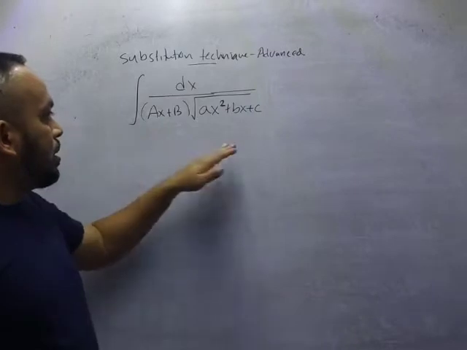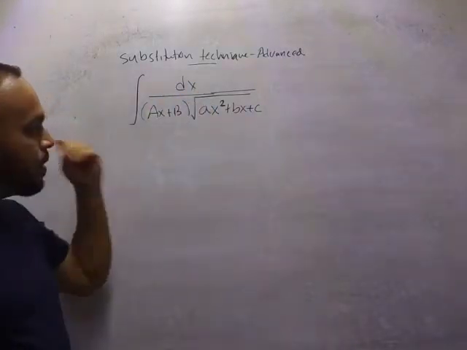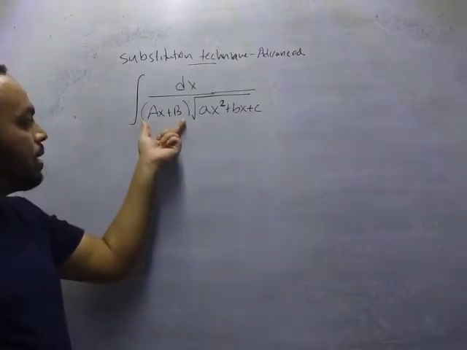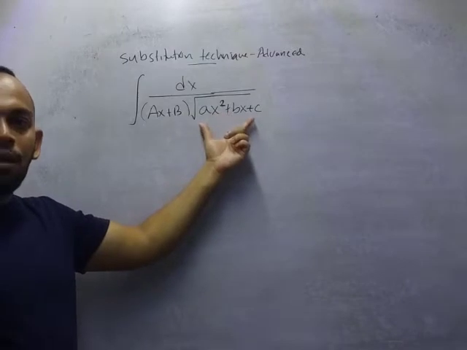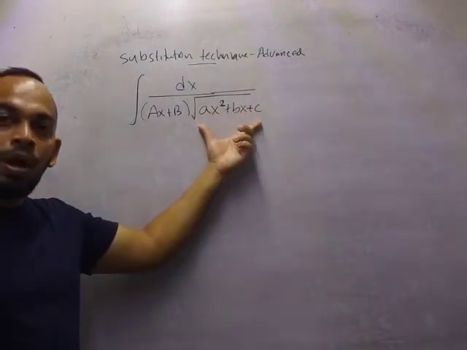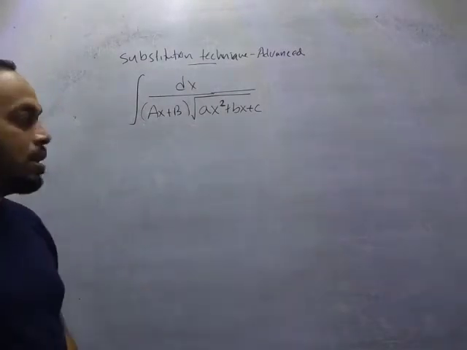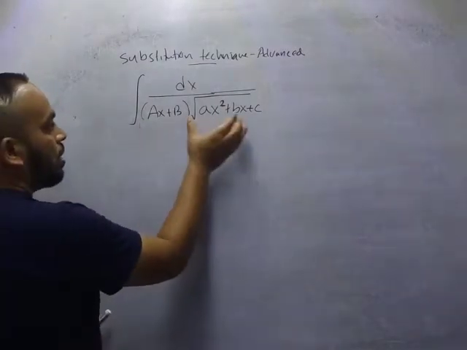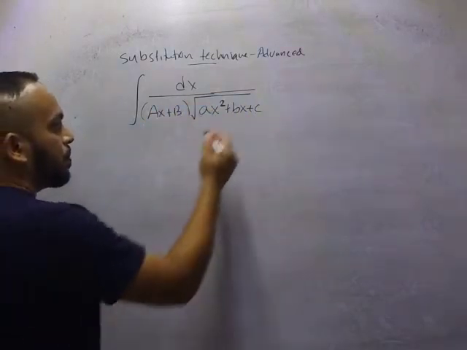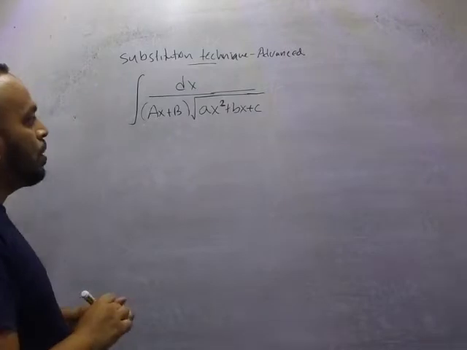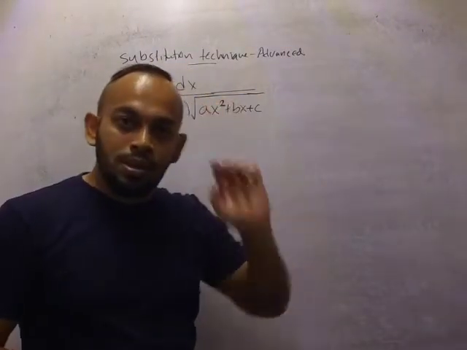So you can see here that we have an integral with dx in the numerator. In the denominator we have a linear function multiplied with a square root of a quadratic expression. You can't have anything in the numerator, so there can be a constant.